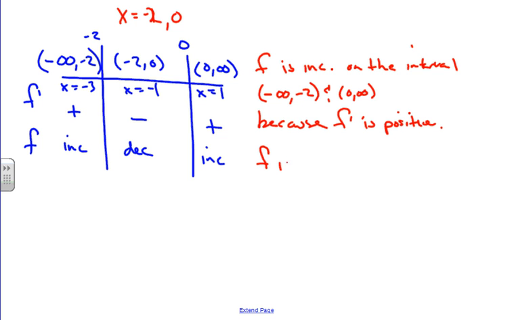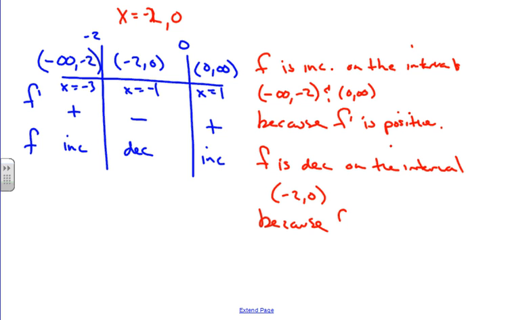Well, f is decreasing on the interval from -2 to 0. All right, hopefully we realize that we did our analysis, and the reason why it is decreasing is because we found f prime to be negative. So f prime is negative in that interval. So we're going to put that down, and that is our justification for the increasing values and the decreasing.